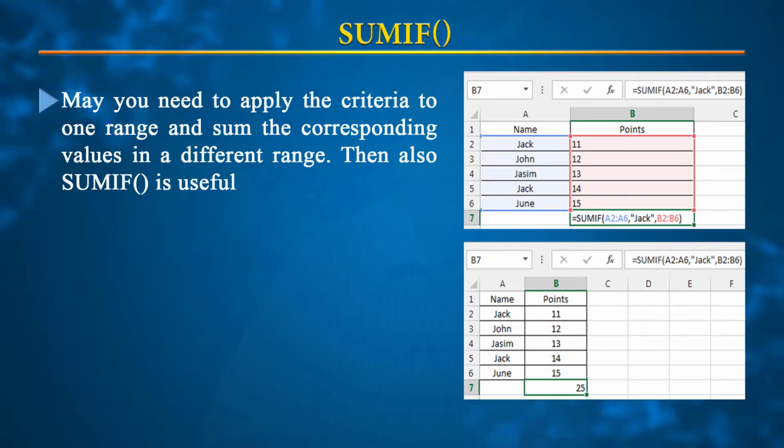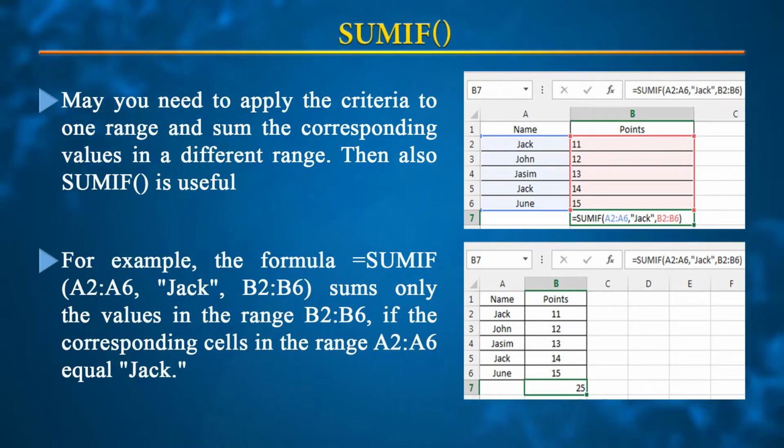Now, I want to select the rows where Jack is available. So, I am supposed to write the formula, equal to SUMIF, A2 to A6, that is the range where the names are located, comma, the criteria, which within the quotes is written as Jack. That means from A2 to A6 select the rows where Jack is there, and add the values from the range B2 to B6. So, over here Jack is scoring 11 points and then 14 points. So, in all, Jack has scored 25 points.